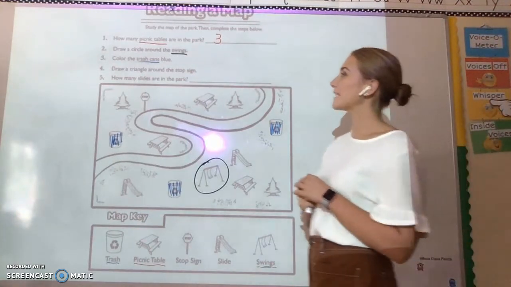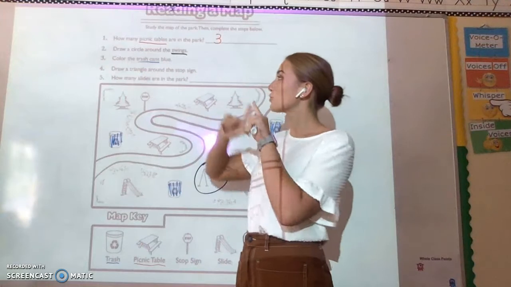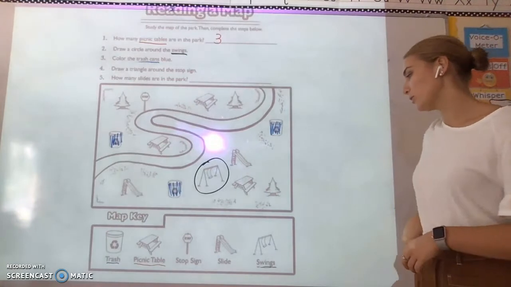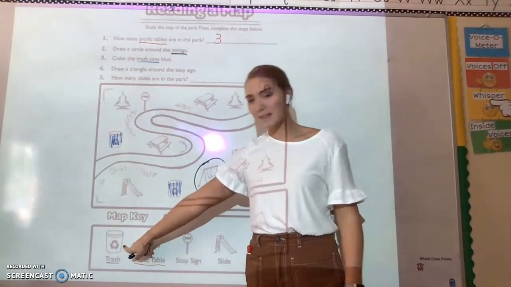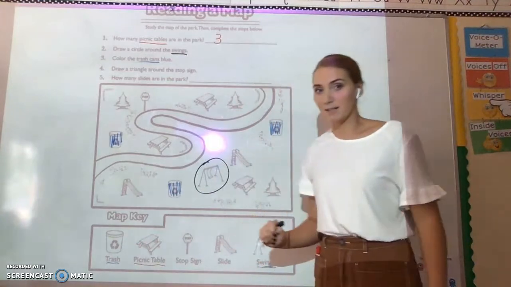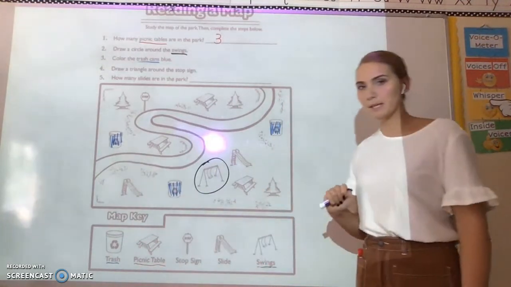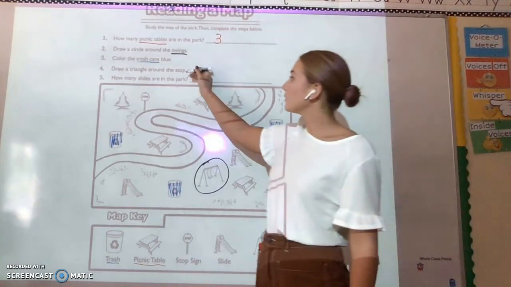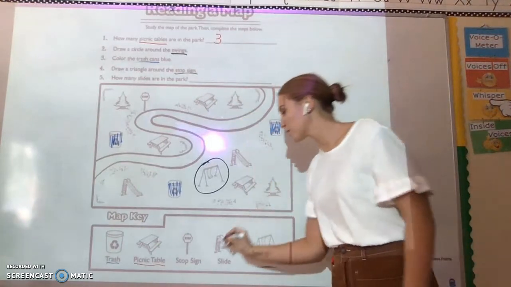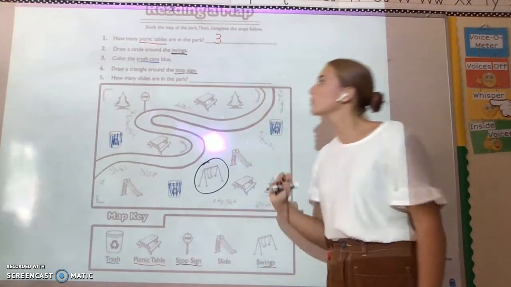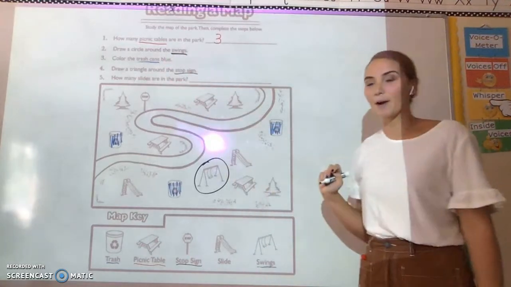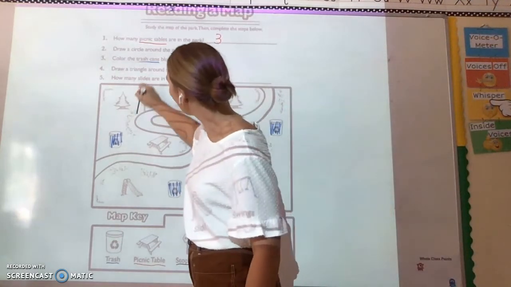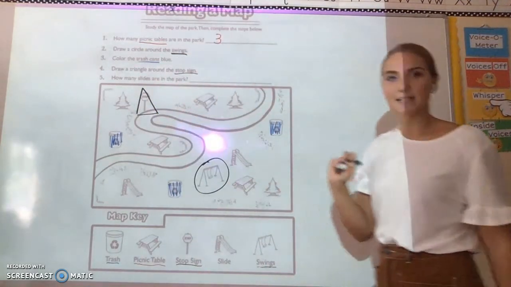All right, our next instruction says draw a triangle around the stop sign. So I know that this picture doesn't mean stop sign because that means trash. This picture means picnic table. This picture means stop sign. That was the clue they gave me in the instruction. So I'm going to draw a triangle around the stop sign. And I see one stop sign there.